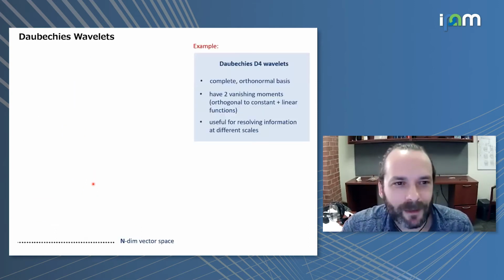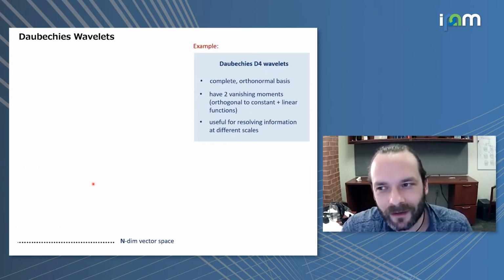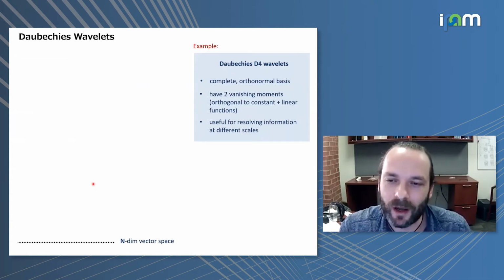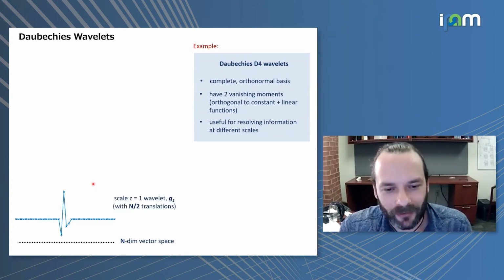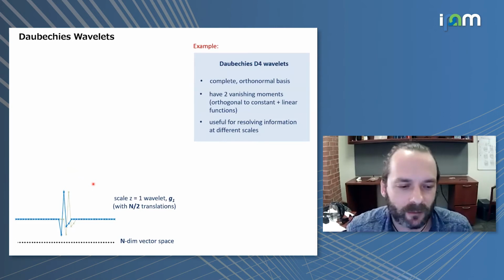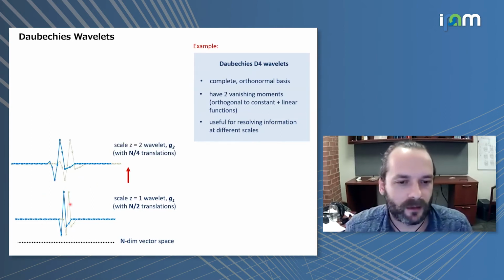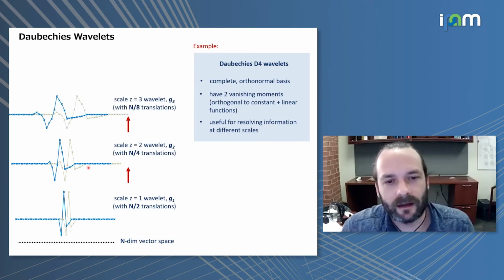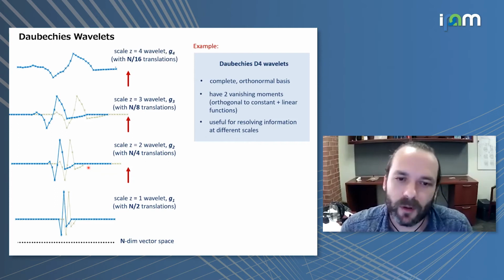There are many different types of wavelets. I'll give you an example of the simplest non-trivial ones. These are called Daubechies' D4 wavelets. This is what the Daubechies wavelet looks like at the lowest scale, and you have translations of this by, I think, 2 sites. If we have an n-dimensional vector space or an n-site lattice, we have n over 2 of these lowest level wavelets. At the next scale, we have n over 4 of these dilated wavelets. At the next scale, n over 8, and we keep going this way.